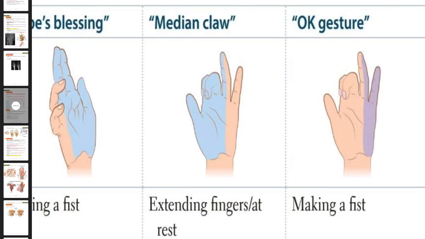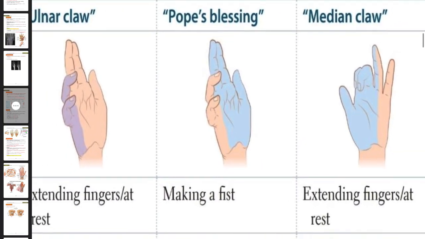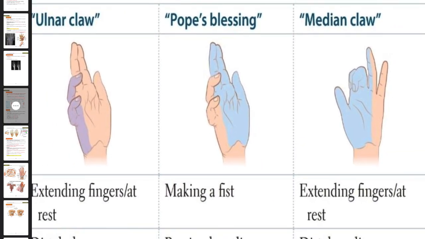We can apply splinting in wrist in slight flexion and nerve decompression surgery in carpal tunnel syndrome. Okay, next one, Pope's blessing. In Pope's blessing we can see proximal median nerve lesion. Pope's blessing is seen in proximal median nerve injury at or above the elbow.